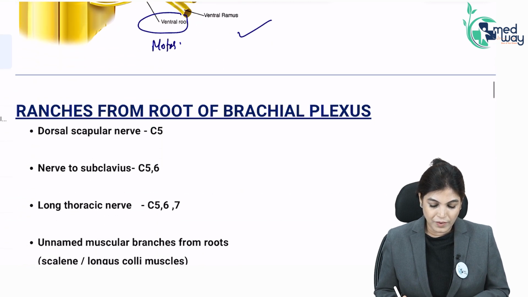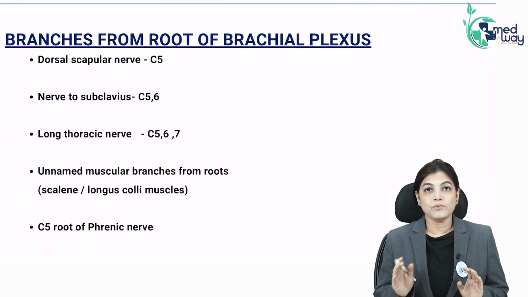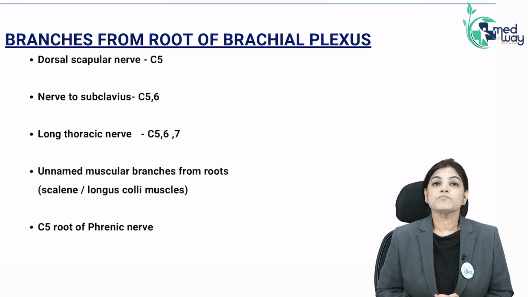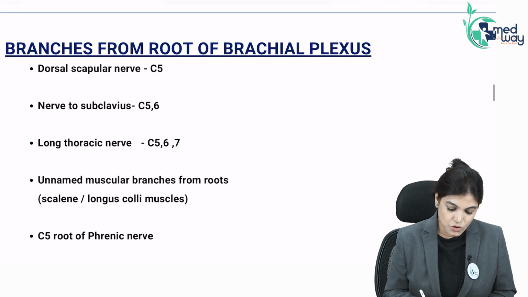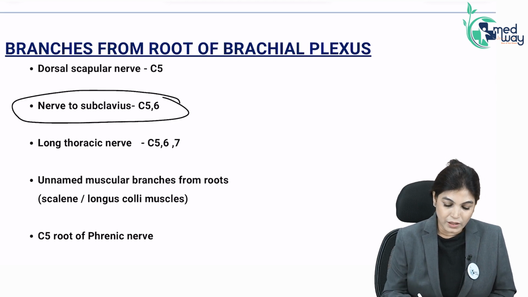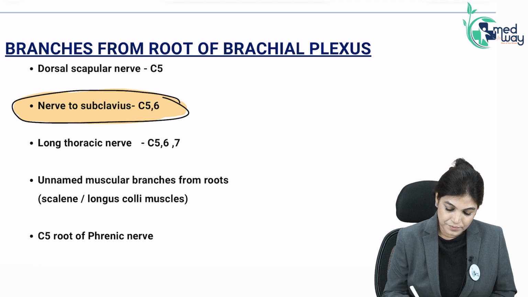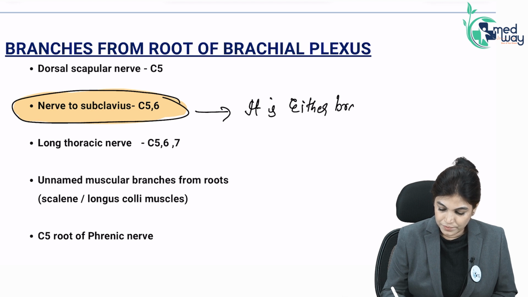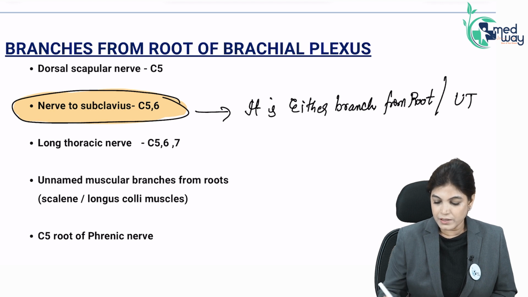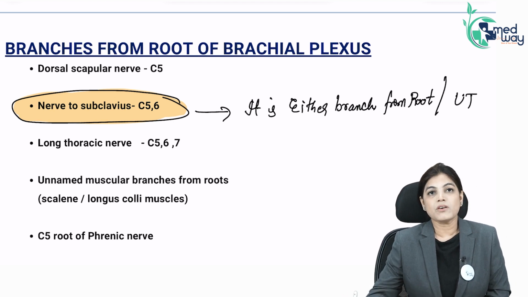So let's see the roots. If I talk about the roots of brachial plexus, as in the diagram, I have already shown you the roots of brachial plexus branches. The two important direct branches are shown. Here actually nerve to subclavius has been written, so please don't get confused by this. I will just highlight this. Nerve to subclavius is written here as the branch of root. It is either a branch from the root or from the UT, the upper trunk of brachial plexus. So most commonly it is a branch from the upper trunk of brachial plexus, but at times it can also be a branch from the root.